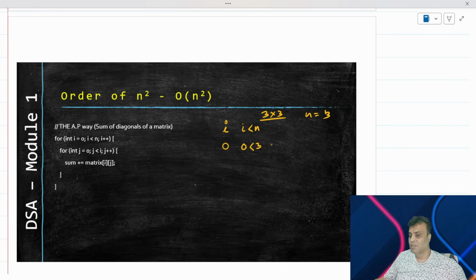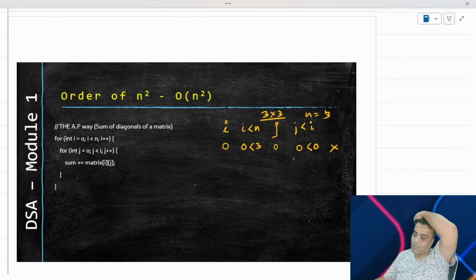It will enter. And inside, j is 0. And j is compared with I. So j is compared with 0. And when j is compared with 0, it doesn't enter. Now j increments. When j increments, j becomes 1. In fact, 0 less than 0 itself is going to exit the loop. Right? So incrementing j is not needed. So this itself will exit the inner loop.